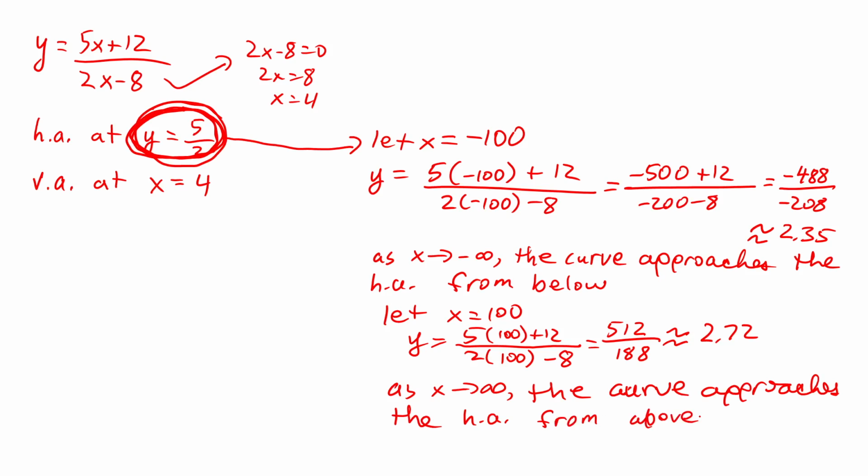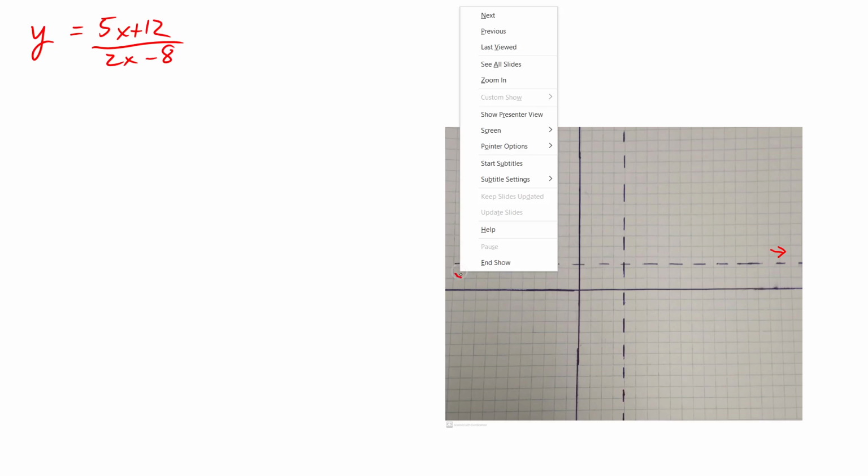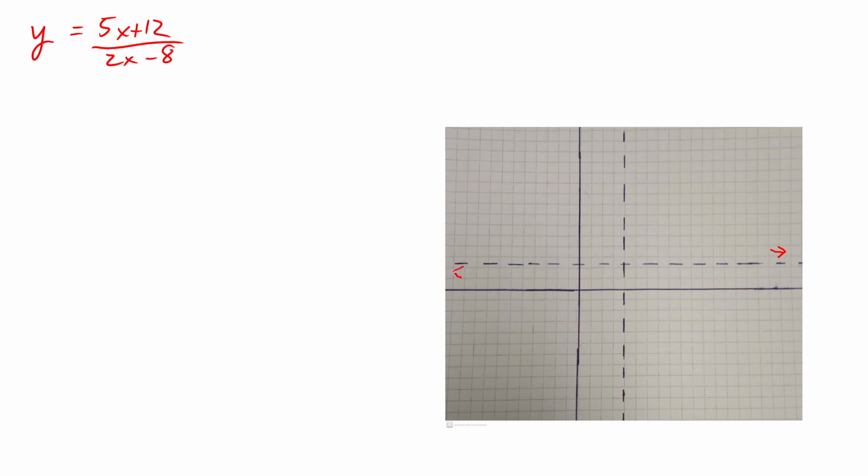Okay, so now let's take a look at what our curve might look like. Remember we're dealing with y equals (5x plus 12) over (2x minus 8). We're approaching our horizontal asymptote from above to the far right. That's not the best. And we're approaching it from below to the far left. Okay. So now we have that information.